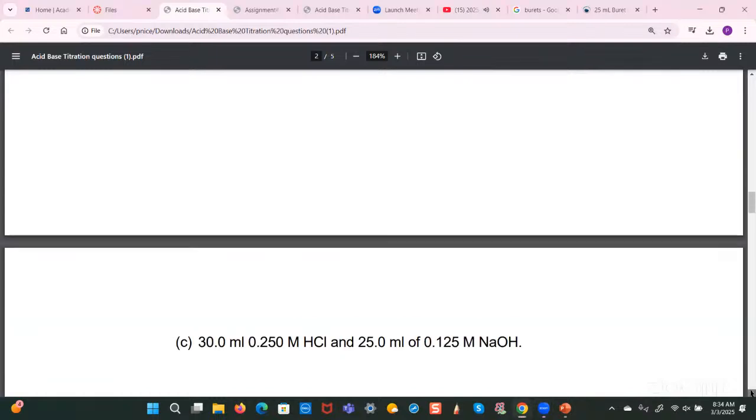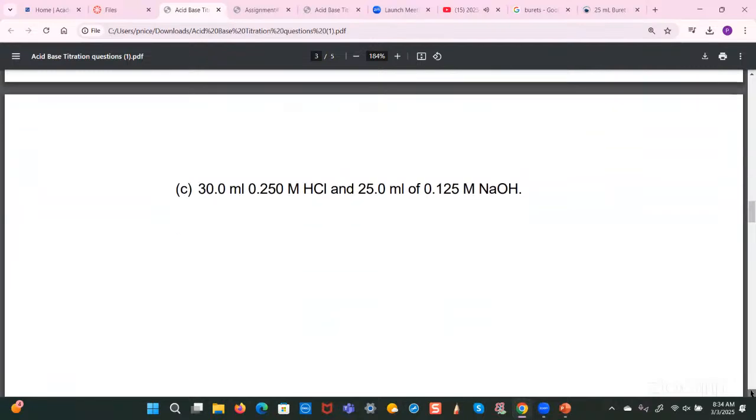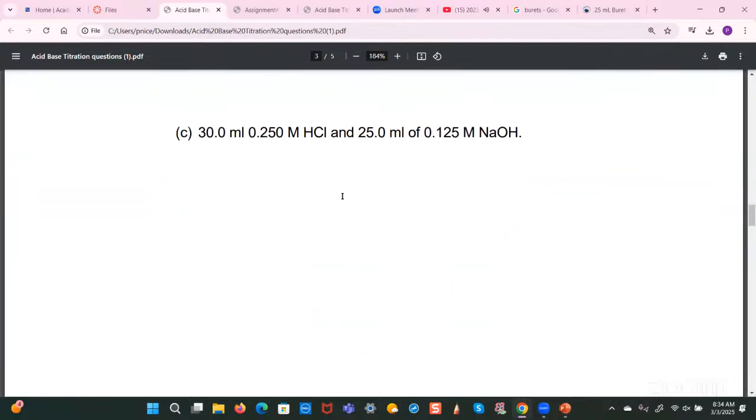Okay, all right, good. So scrolling down to C, let's see what C has to say. C is saying that they gave you 30 mils of 0.250 M hydrochloric acid and 25.0 mils of 0.125 M sodium hydroxide. So again, what would be the first step in this process, based on what we have done so far?